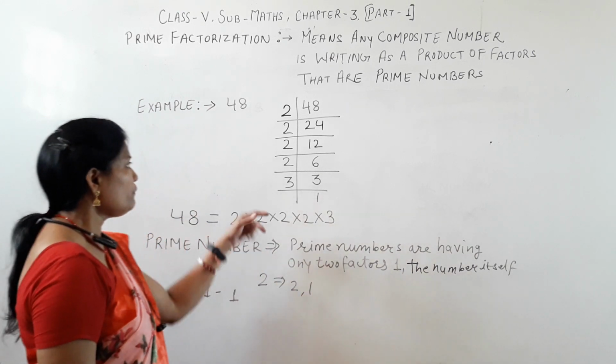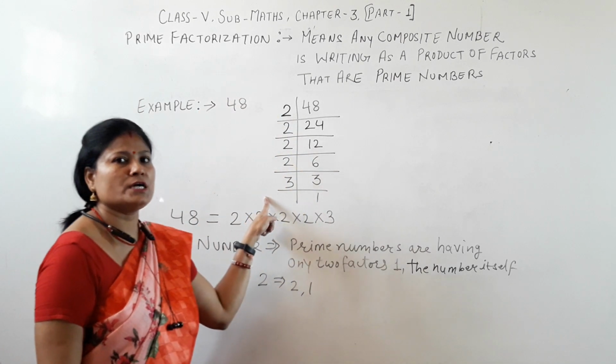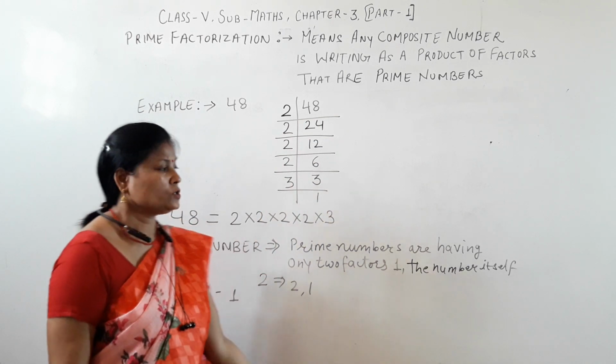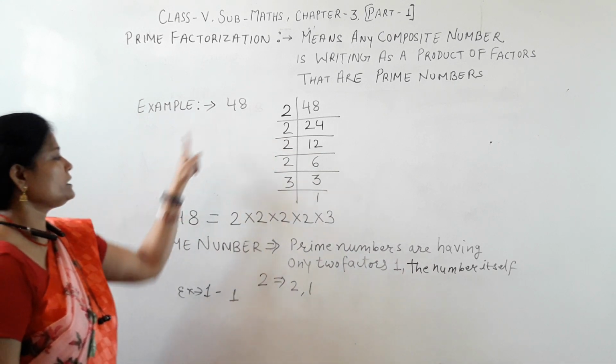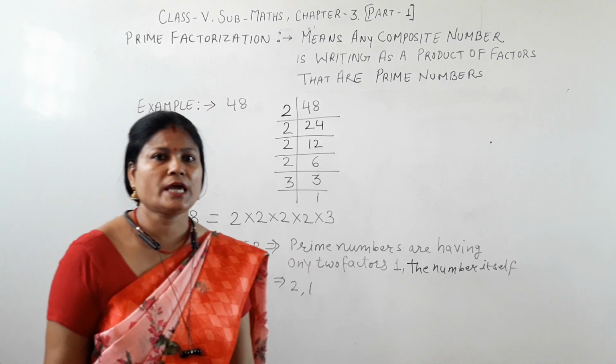Okay. If I divide any composite number by prime numbers, it can be shown as a prime factorization. So these are the prime factors, and in this manner 48 is divided, so it is known as the prime factorization. Okay, understood?